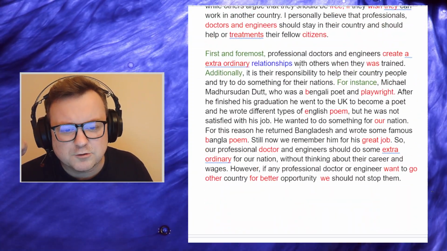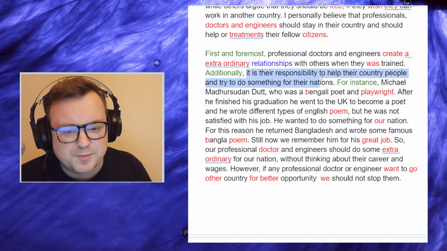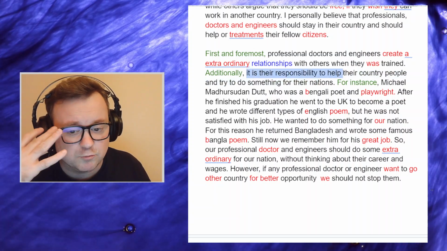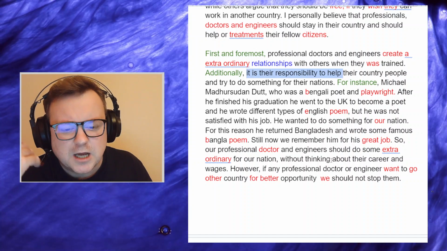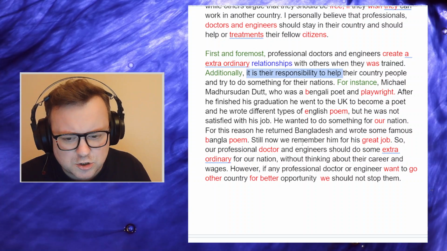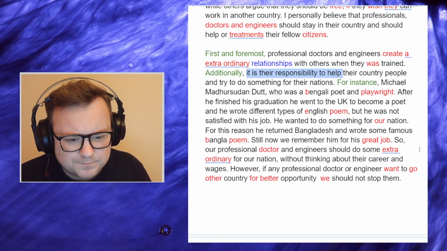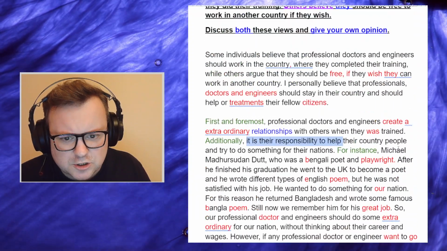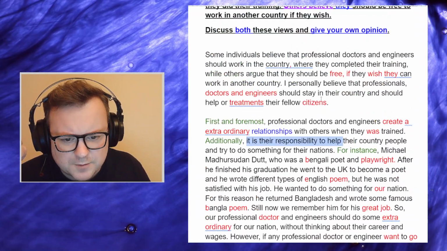I like the responsibility, it is their responsibility to do something. It's a nice, relatively complex structure. There are attempts at different types of sentences too. Just want to make sure that there are those different types of sentences.